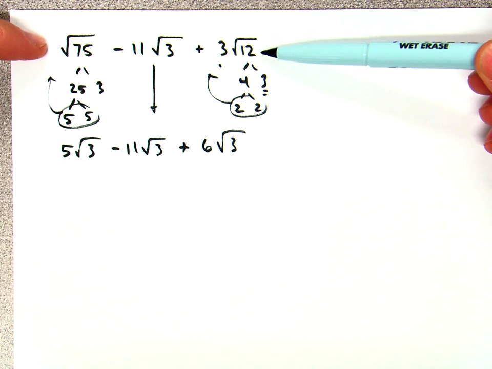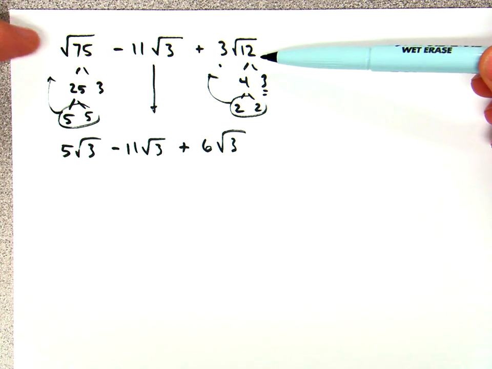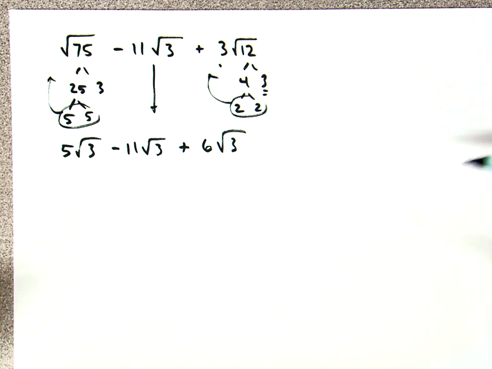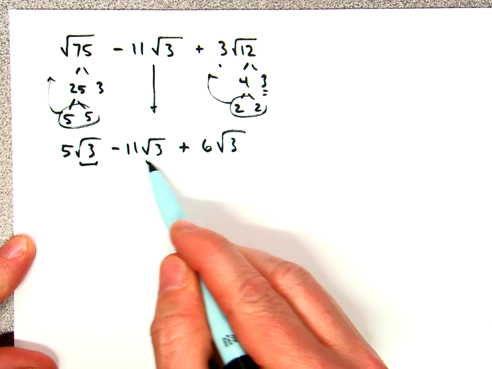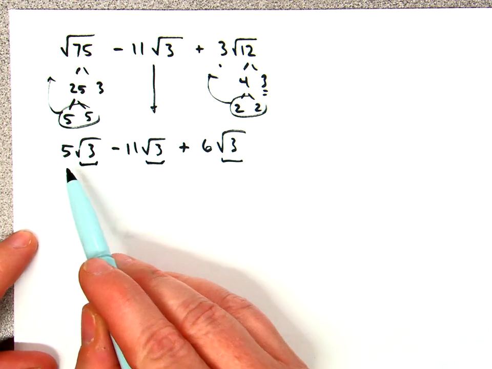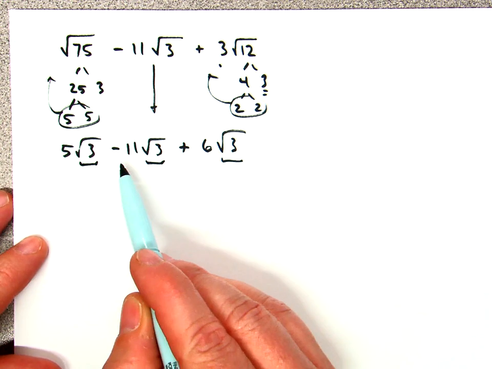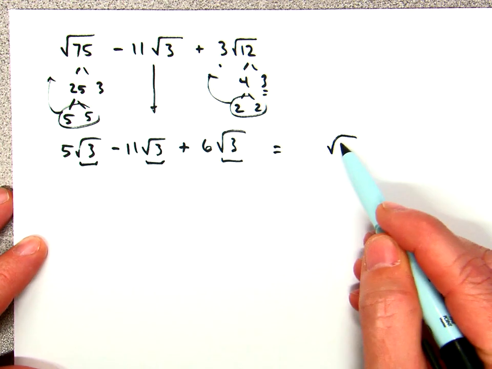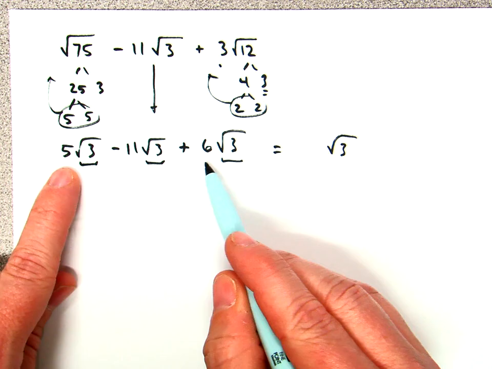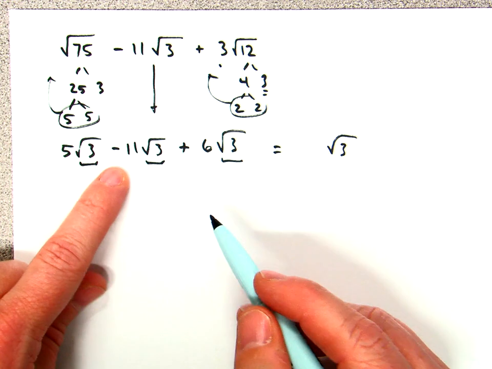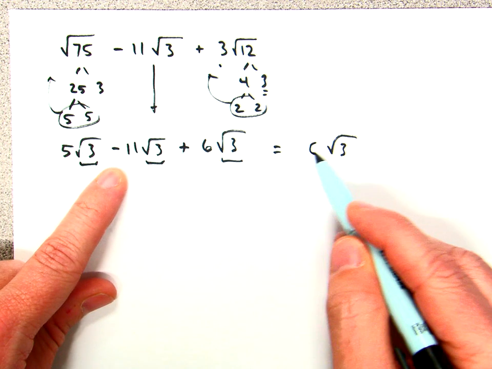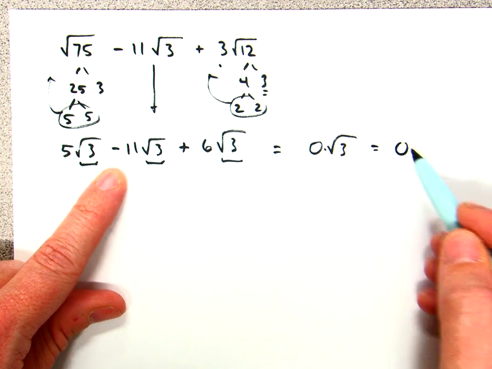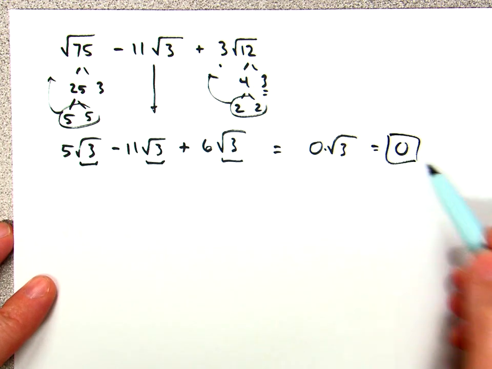So the roots weren't identical. Some of them looked a little big. We were able to reduce them. Now that we've reduced them, if they can add together, now we would, right? So now all the roots are identical. So we can say, well, we have 5 of them, minus 11 of them, plus 6 of them can all add together to make some number of root 3's. Now, 5 and 6 is 11, so 11 minus 11 is just 0. But 0 times the value is just 0. So all of these essentially just cancel out.